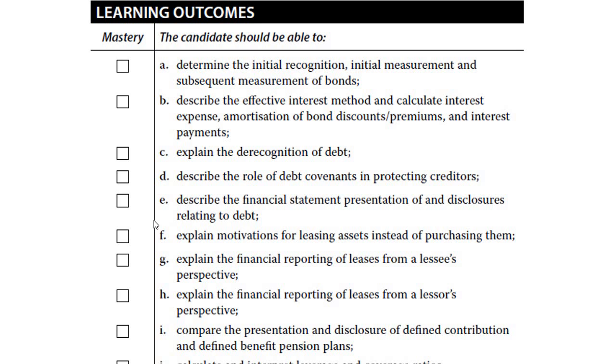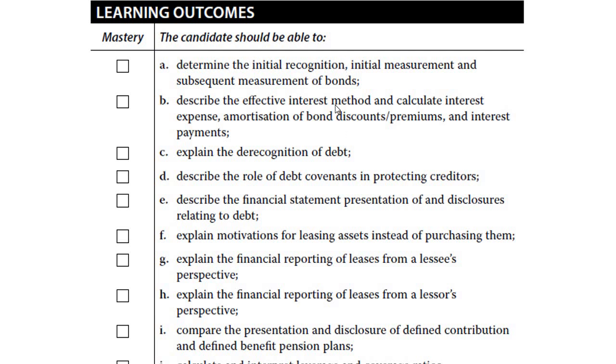In this video we're going to talk about how bonds that are issued at a premium or a discount have an impact on how they are reflected on our financial statements. Most of the video will be focused on learning outcome B, which is describing the effective interest method and calculating interest expense, amortization of bond discounts and premiums, and interest payments.